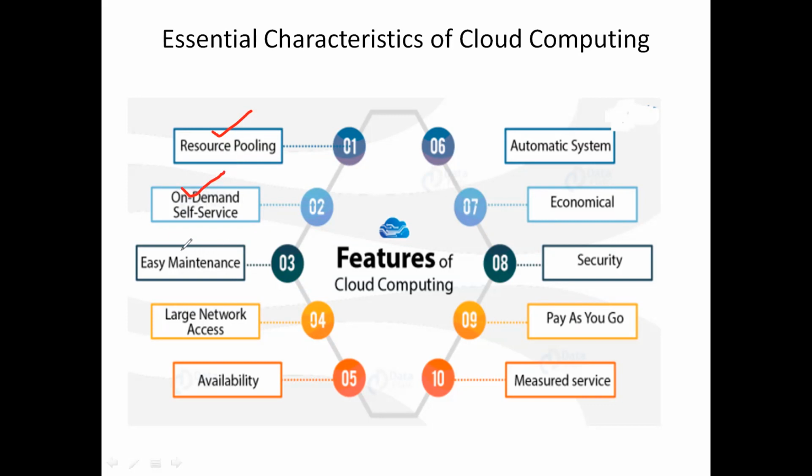And also the maintenance is very, very easy. AWS, Azure or Google Cloud, it is provided throughout the globe. That's why there is broad network access: anywhere, any location, anytime, we can access it. The availability is 24/7, 365 days. It provides that much robustness. And also an automatic system is provided, for that auto scaling concepts are there.